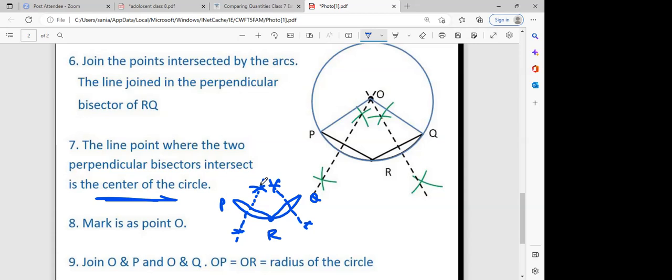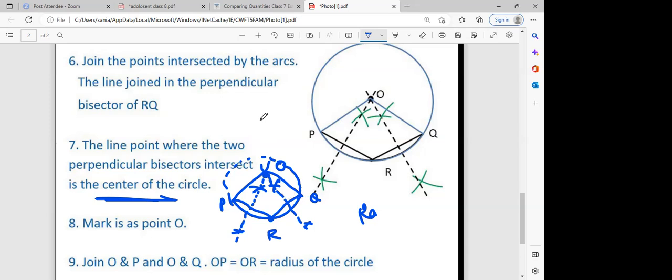So wherever these perpendiculars are intersecting, mark this O. Now after this, join this PO and this OQ. This PO is your radius. Take this radius, open your compass accordingly, measure it, and then draw a circle. Complete it. You got it?